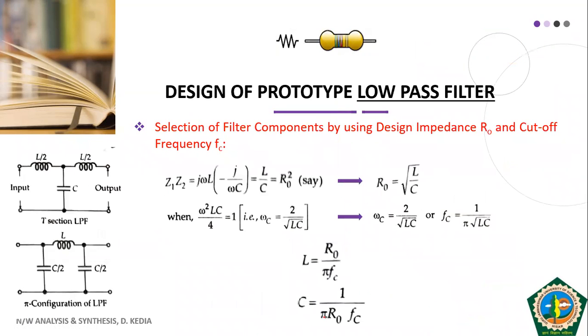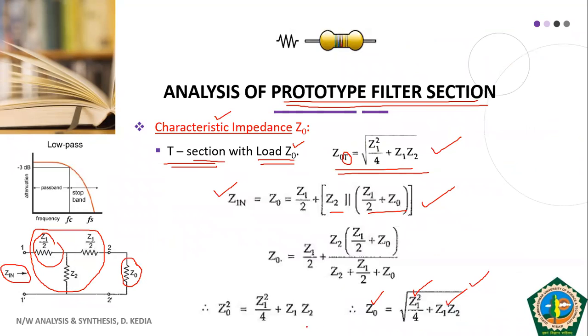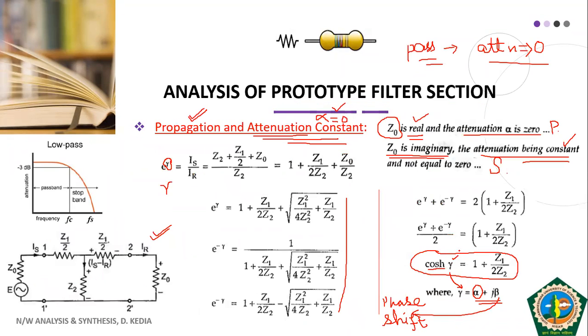Next, by following the analysis of the prototype filter, the generalized analysis as we have seen in the previous 2 slides, we can now move to design of low pass filter. There we had a generalized expression in the form of Z1 and Z2. We had not defined what Z1 will be and what Z2 will be. Your characteristic impedance is in the form of Z1, Z2. Your propagation constant is also in the form of Z1, Z2.